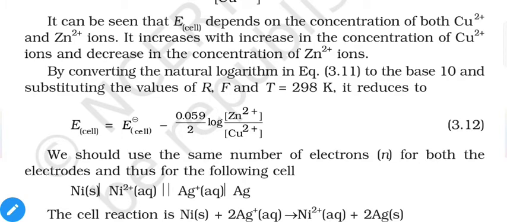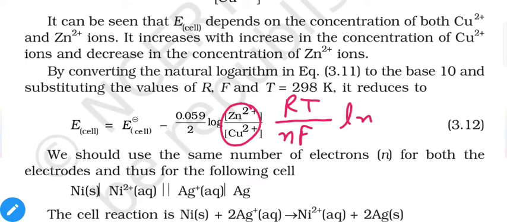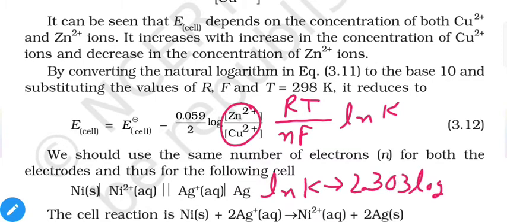0.059 divided by 2. In our previous equation we have RT upon nF into ln. Now the concentration of zinc upon copper represents the equilibrium constant, so let us put it as the equilibrium constant. To convert the natural log into log base 10, we have to multiply the log value by 2.303. So ln K will become 2.303 log K. In this equation we are converting our ln value into log value, that's why we have to multiply it with 2.303. So let us put these values in our equation.